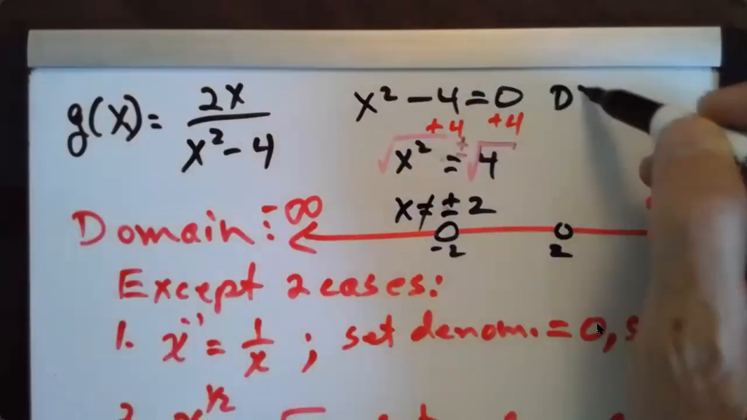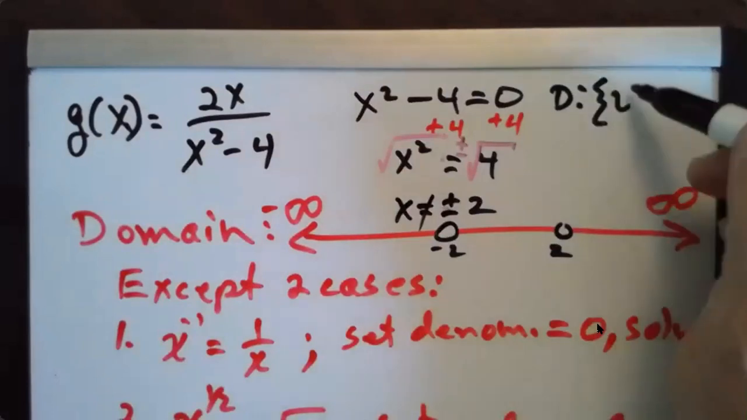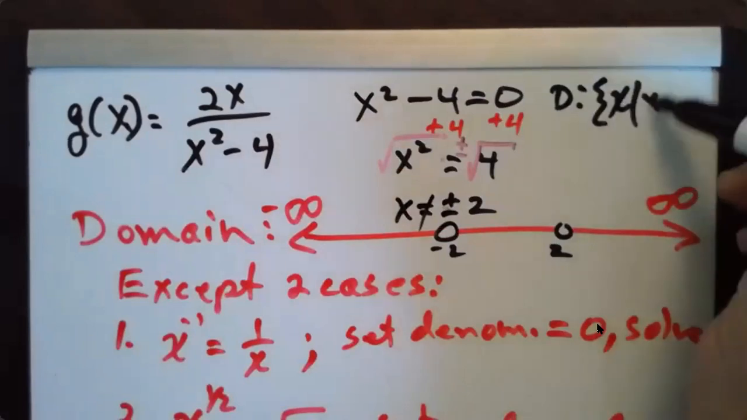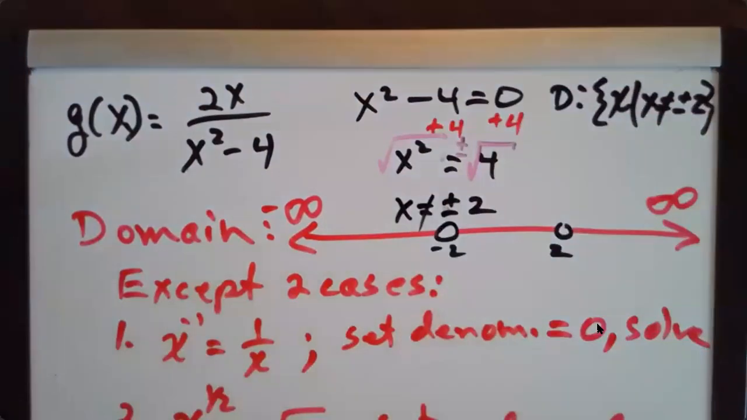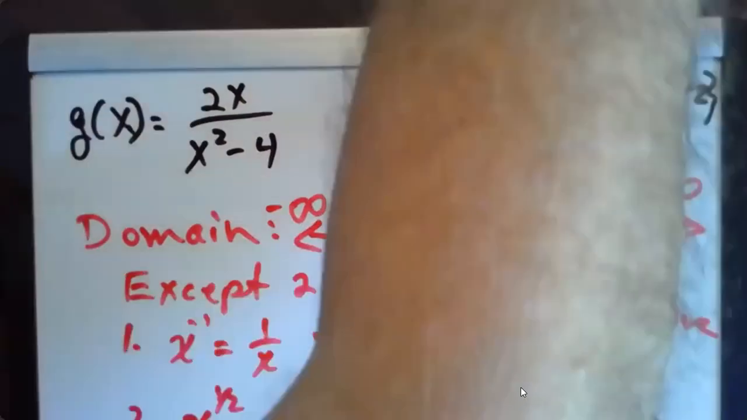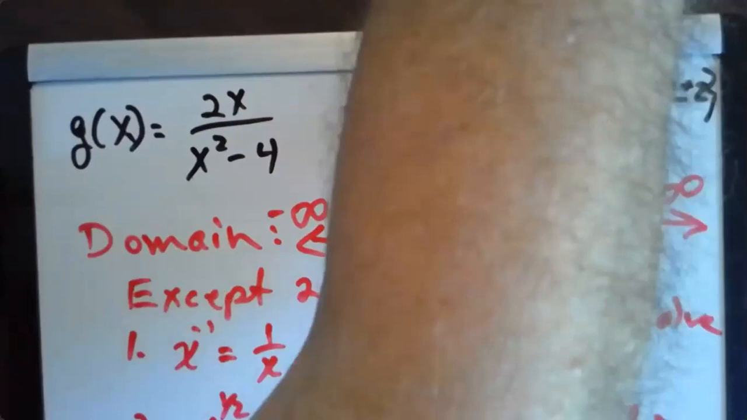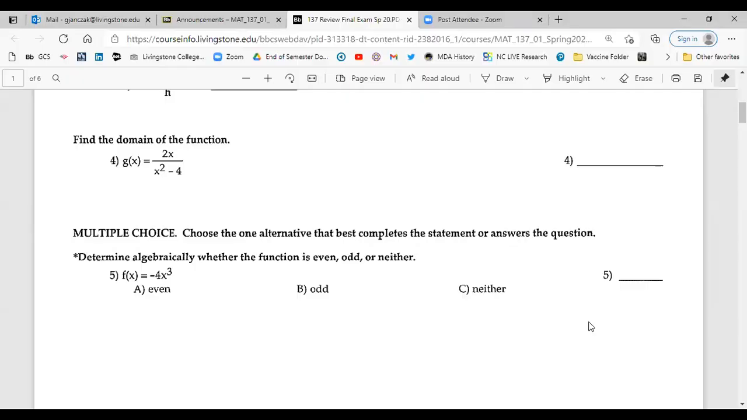So the domain, and this book uses set notation, is the set of all values x such that x does not equal positive or negative 2. And that's our domain. Okay? Questions? Alrighty. And so you do the same thing as if there was a radical, and you would solve it the same way.